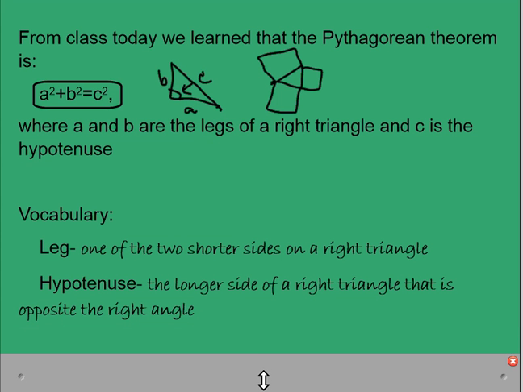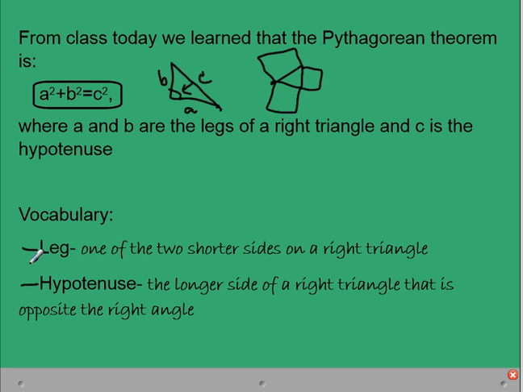So vocabulary: the leg, one of the two shorter sides on a right triangle; hypotenuse, the longer side of a right triangle that is opposite the right angle. You have to be comfortable with these terms because they're going to pop up a lot over the next few years in math for you.